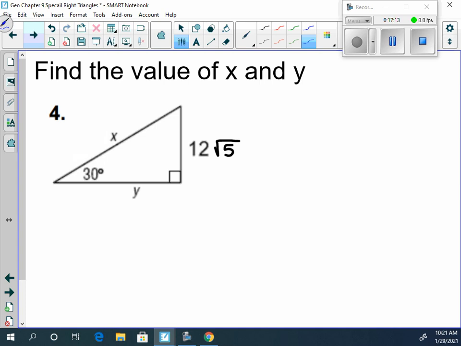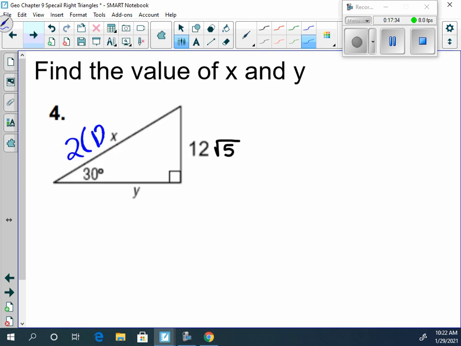Okay, here we have 12 square root of 5. So will that change things? Well, no. We'll do the same things. So what do we do first? Square root of 3 or 2? Square root of 3 or 2, it doesn't matter which, because it depends on which one we're doing.